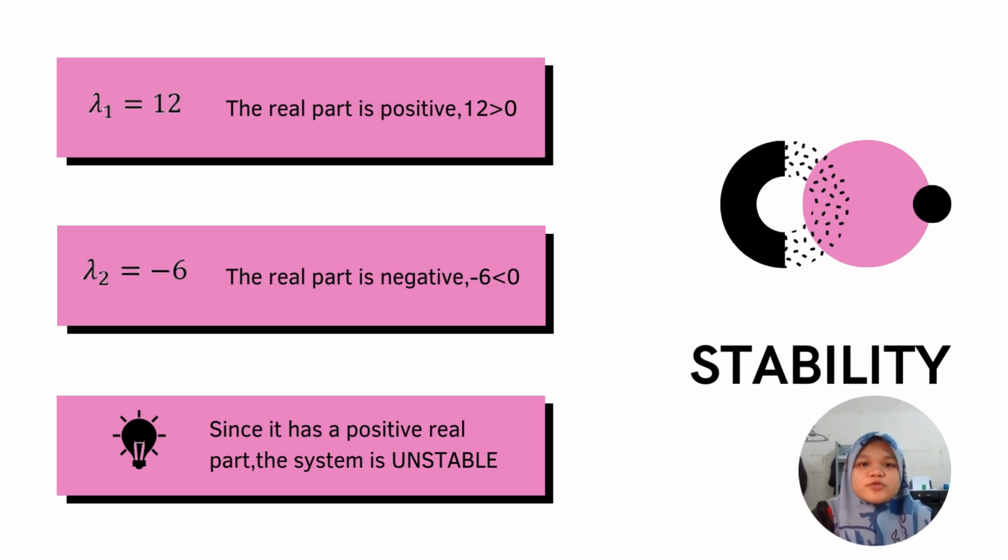Once we get the eigenvalues, we can determine whether the system is stable or not. From our first eigenvalue, which is 12, the real part is positive. But our second eigenvalue is negative 6, which means the real part is negative. If we compare these two eigenvalues, since there is a positive real part, the system is automatically unstable.